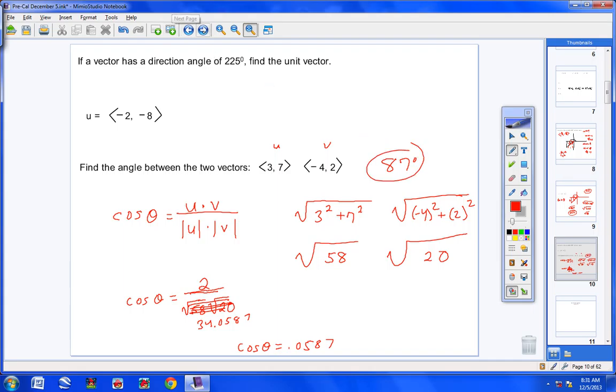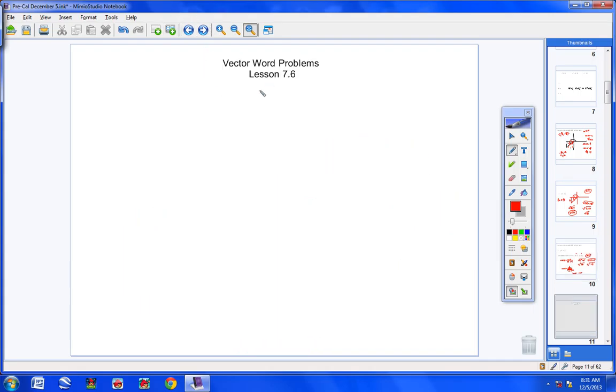Okay, that's a quick review of some stuff we've learned this week. Now, go ahead and write this in your notes if you would, please. Today's date is the 5th, and we're looking at vector word problems. Let me grab a quick drink here. Vector word problems.